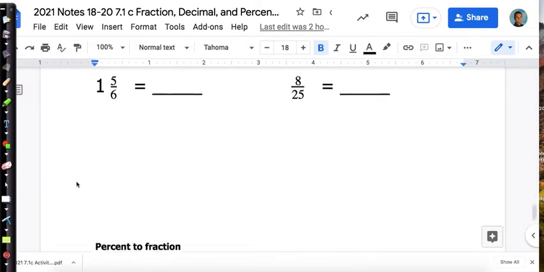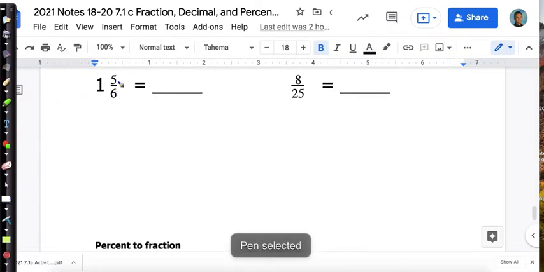And in our previous instruction, we looked at trying to make it a friendly fraction if we can, but if we can't, we're going to do long division. So for this one, we're going to have to do long division because it's not a friendly fraction. So we're going to do top dog inside, bottom dog outside.